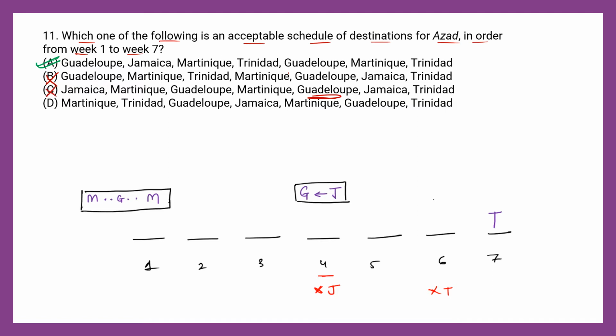Let's look at the next one, option D. It goes M, T, G, J. Oh, it has J in 4. Not allowed. So D is also not the answer. So you know that A is the answer. Let's move ahead.